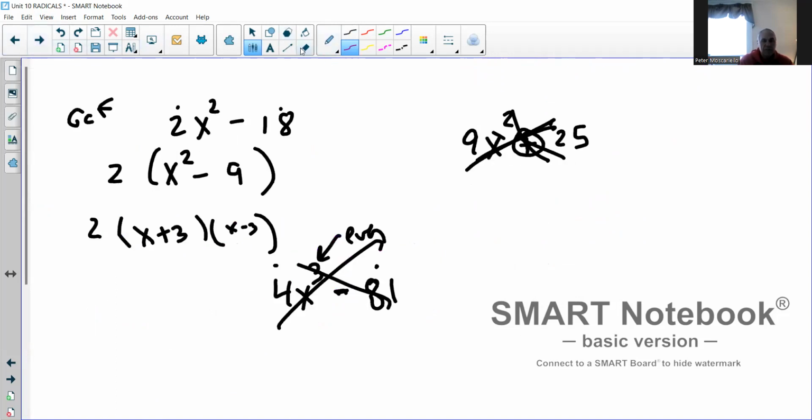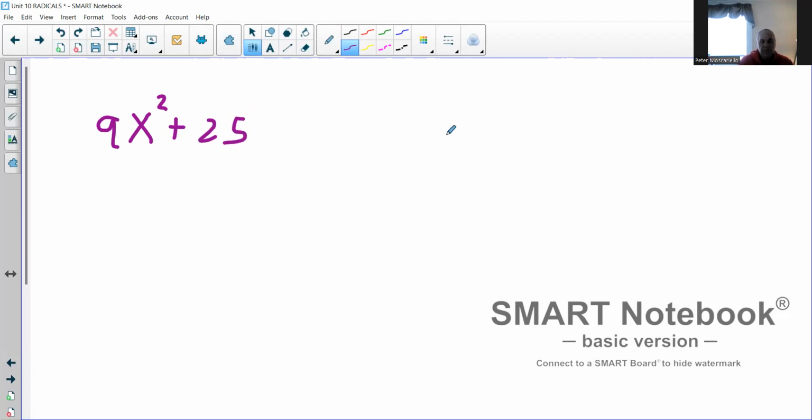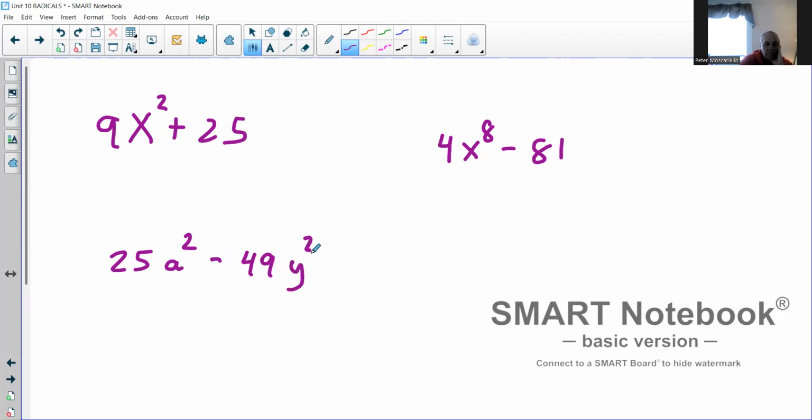So let me throw you a little curveball here. What if we had this one? What if we had this one? That's okay. What if we had this one? And what if we had this one? Okay. Let's see if they qualify as difference of squares.